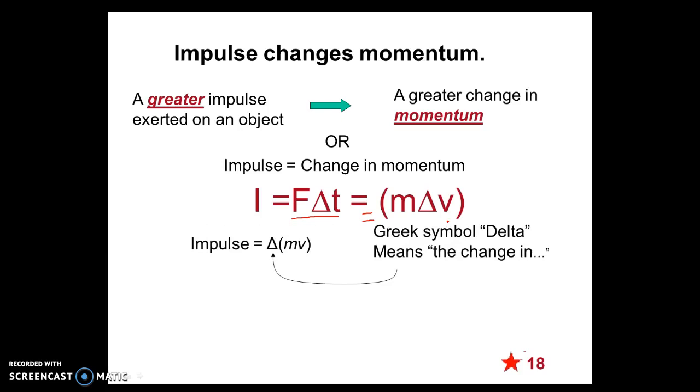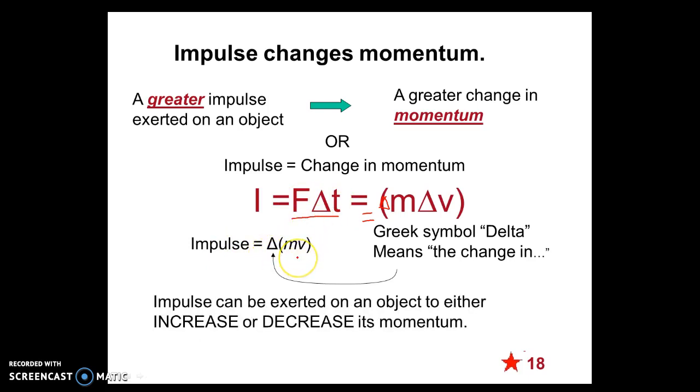Impulse is delta p, right? So if you distribute, it's m delta v. Usually your mass doesn't change. If mass changes, it would be like rocket fuel being burned up, so your mass is going down. So impulse is force times change in time, or mass times change in velocity. Impulse can be exerted to increase or decrease momentum.